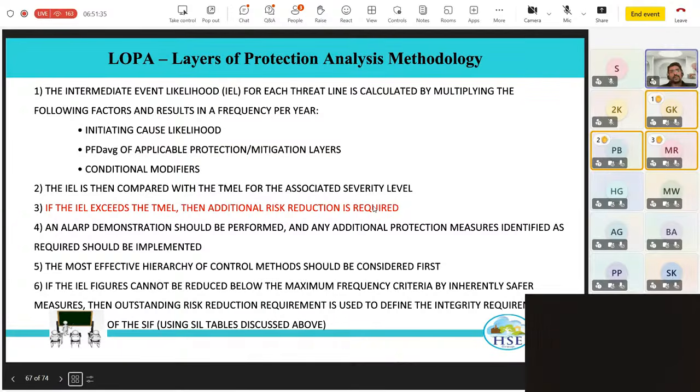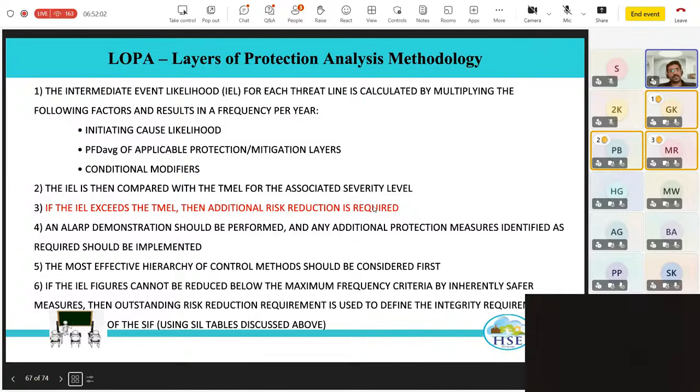Okay. Next, layers of protection methodology. Again, here we are saying the intermediate event likelihood for each of the threat lines is calculated by multiplying the following factors, resulting in a frequency per year. That means you have to establish the frequency of that initiating event, like how frequently that can occur in a year. Once you have these three calculated, only then you compare it with the TMEL.